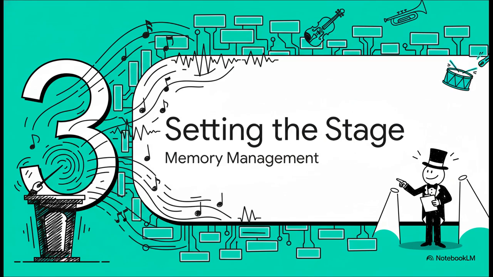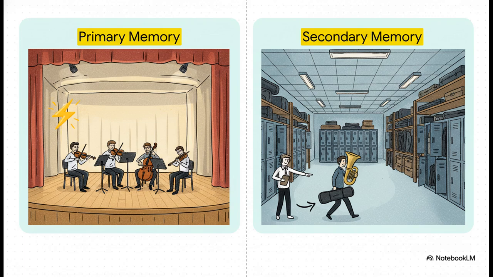Of course, no performance can happen without a stage. And for our digital orchestra, that stage is the computer's memory. And you guessed it, the OS is the ultimate stage manager. The OS basically manages two main types of memory. Think of RAM, or primary memory, as the actual chairs for the musicians on stage. It's incredibly fast to access, but there's limited space, and it's temporary. When the power goes out, the chairs are cleared.